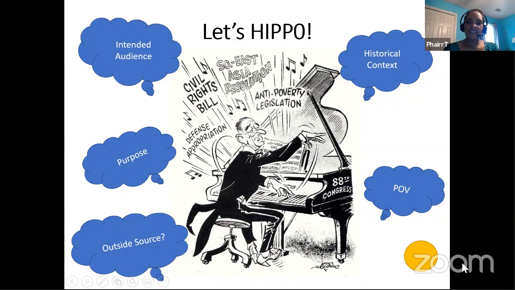Let's look at historical context. So take about 30 seconds and think about the historical context and what this is saying.